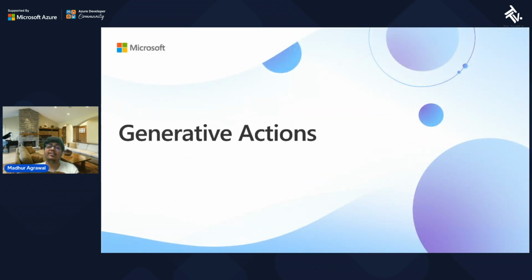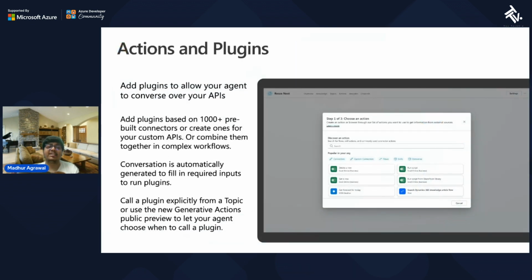Next, we are going to talk about generative actions. So actions and plugins are available. You can add plugins to allow your agent to converse over your APIs. So add plugins based on 1,000 plus pre-built connectors, or create ones for custom APIs, or combine them together in complex workflows. This is provided as a visual, so you can see in this snippet, the step is to choose an action.